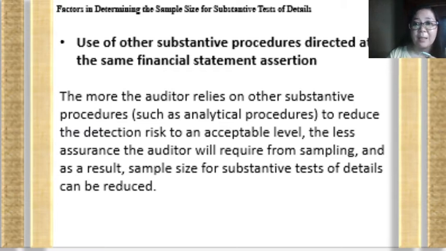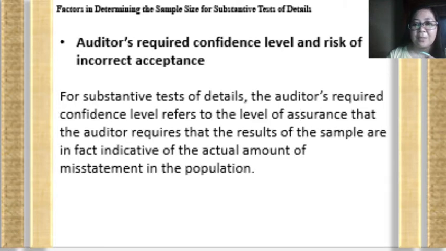Okay, so the next factor to be considered is the auditor's required confidence level and risk of incorrect acceptance. What is incorrect acceptance? Meaning the auditor relied on the internal controls of the entity. Okay, for substantive test of details, the auditor's required confidence level refers to the level of assurance that the auditor requires that the results of the sample are indicative of the actual amount of misstatement in the population.